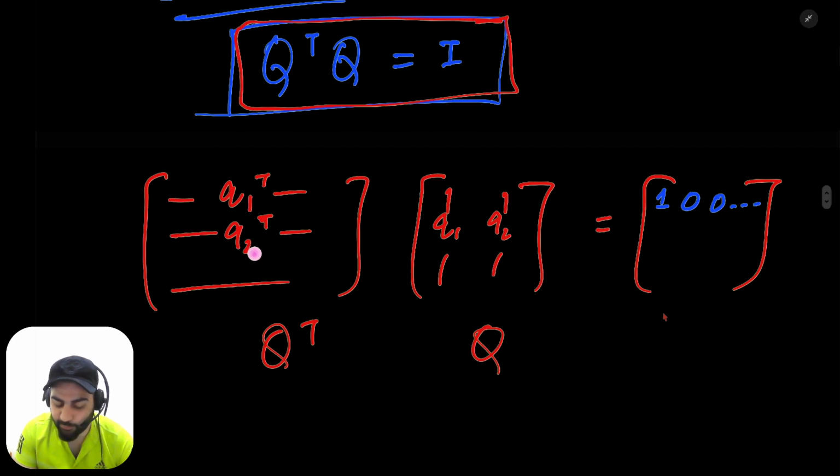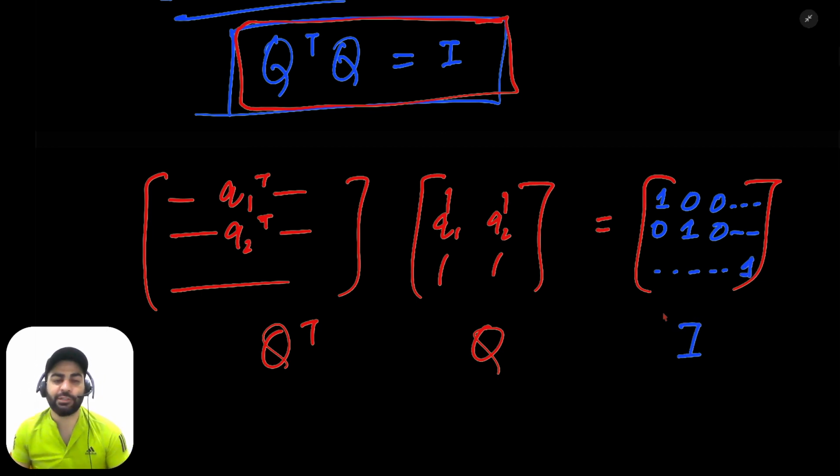And for the second row, q2 q1 will be 0. But q2 multiplied by q2 will be 1 and then 0. Do you see that it will be identity? How many of you are able to see that it will be identity? Yes, sir. So this is the first property that they have.